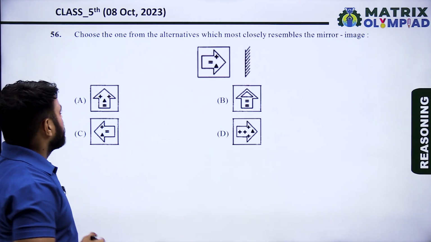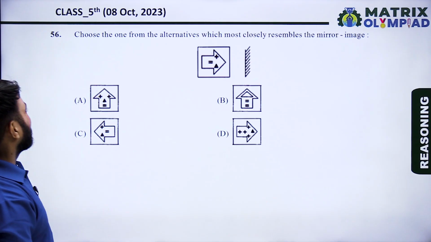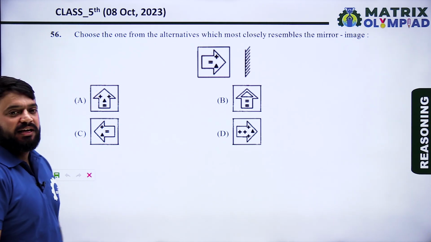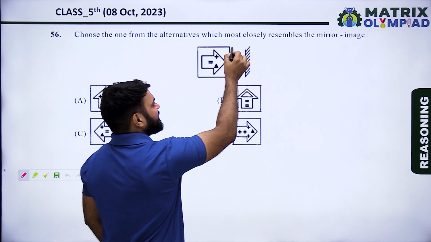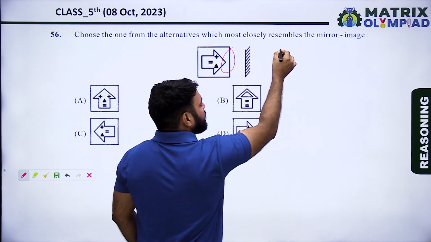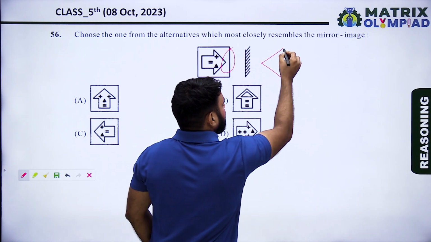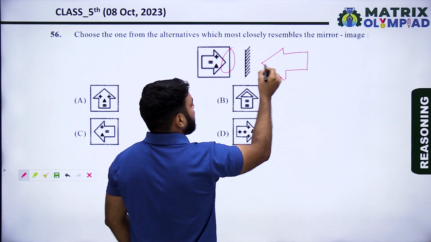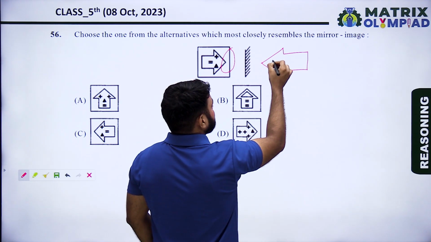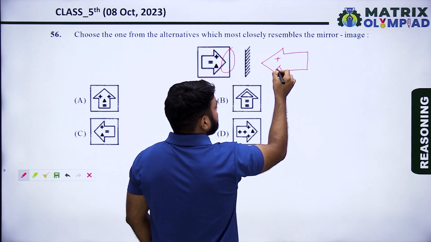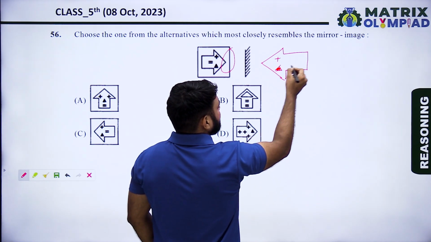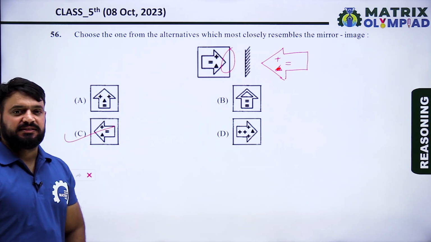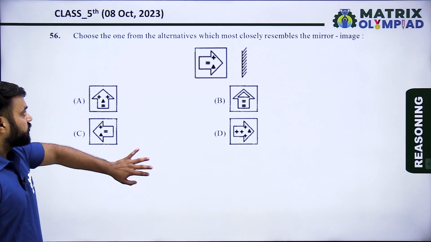So the next question is 56. Choose the one from the alternatives which most closely resembles the mirror image. In a mirror image question, the object which is near the mirror will also remain near the mirror in the mirror image. So the mirror image of this figure will look like this. It means option C is the correct answer.